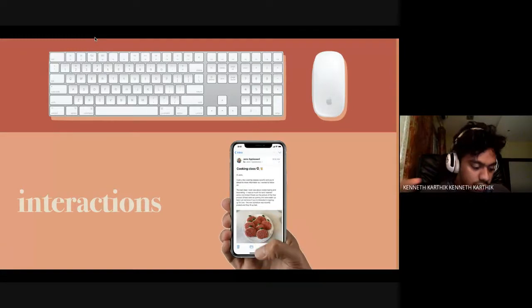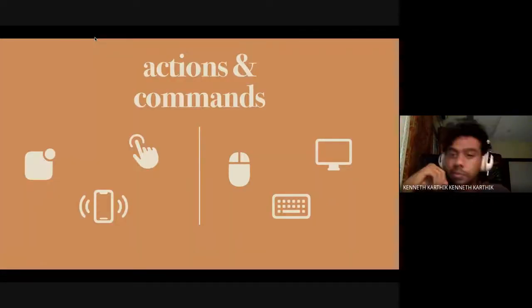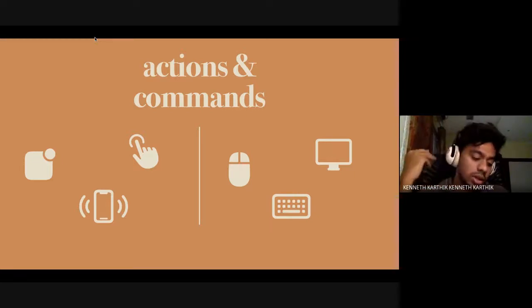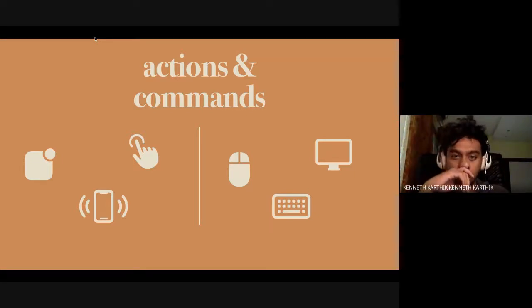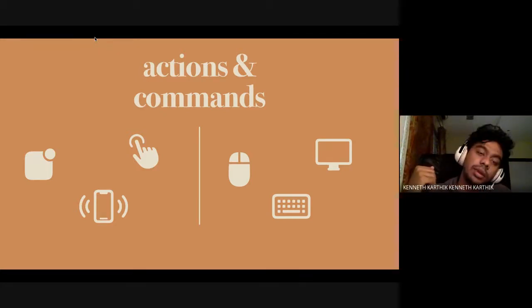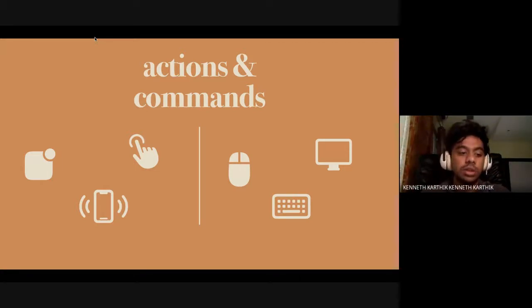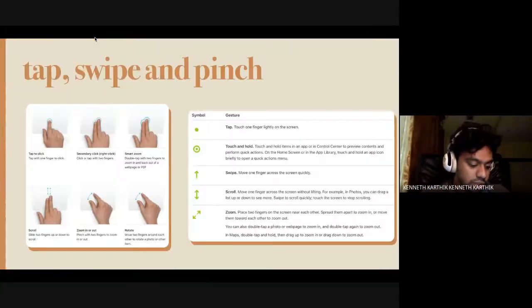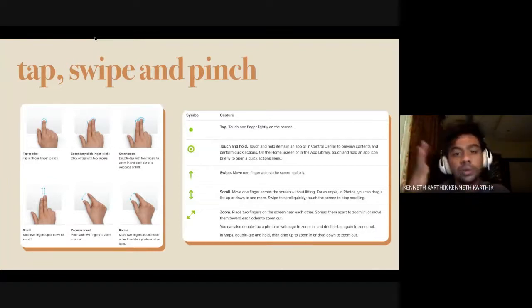So the first step in that process is actions and commands. Each of these platforms has, due to the different interaction mediums, different sets of actions and commands associated with them. That would be, for example, different gestures on one platform versus the other, and different forms of menus and UI which follow on each platform. So we'll start with one type of interaction.